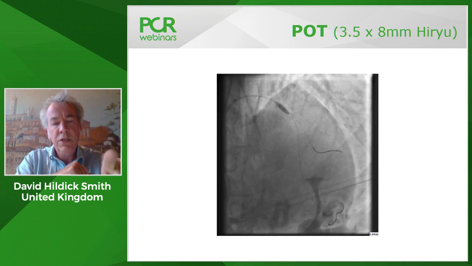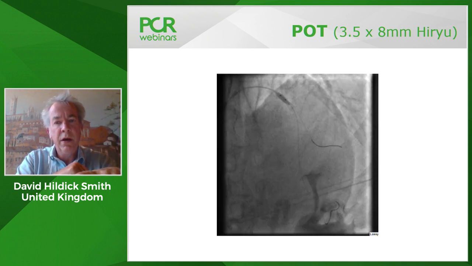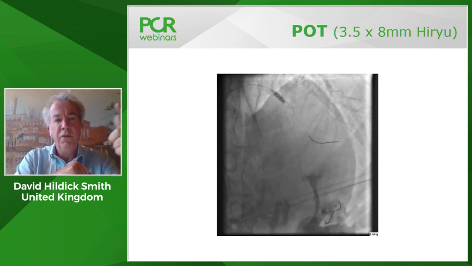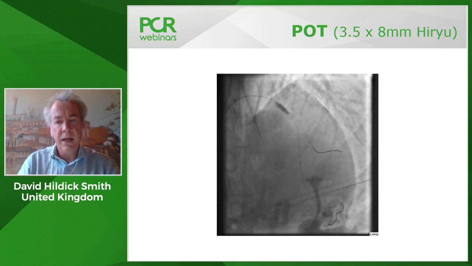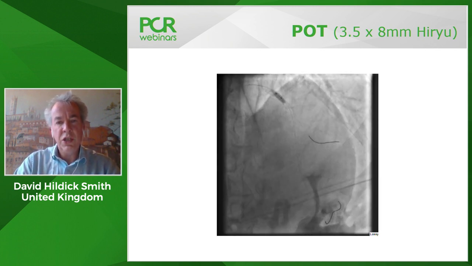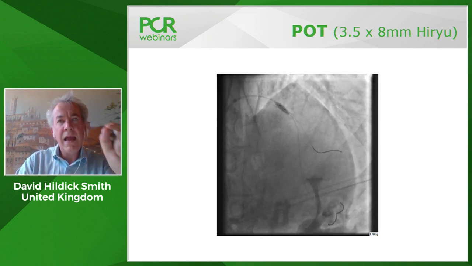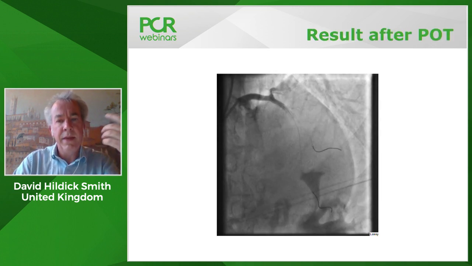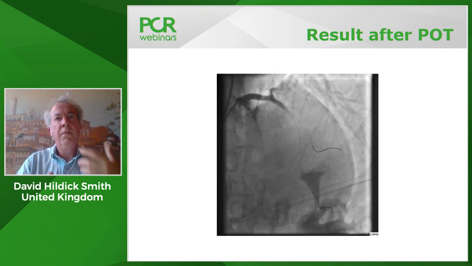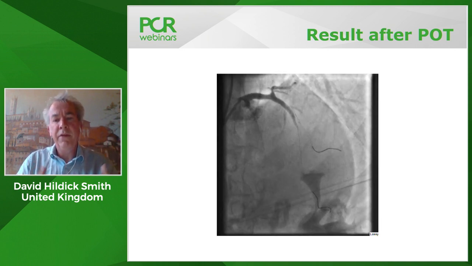So two separate inflations of the pot balloon are needed here at a 0.5-millimeter increment to the stent size in this particular case. So that, I think, would be a criticism, and positioning of the pot balloon is really important, to have the marker at the carina, at the takeoff of the side branch, to make sure that you actually make a difference to the stent at the point of the bifurcation.